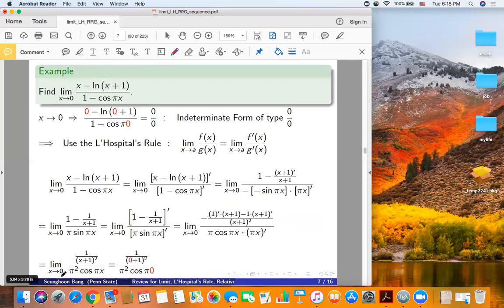Next, we plug 0 into x. The numerator is 1 over 1 squared, which is 1. The denominator is pi squared times cosine of 0. What's the cosine of 0? It's 1. So the final answer is 1 over pi squared.